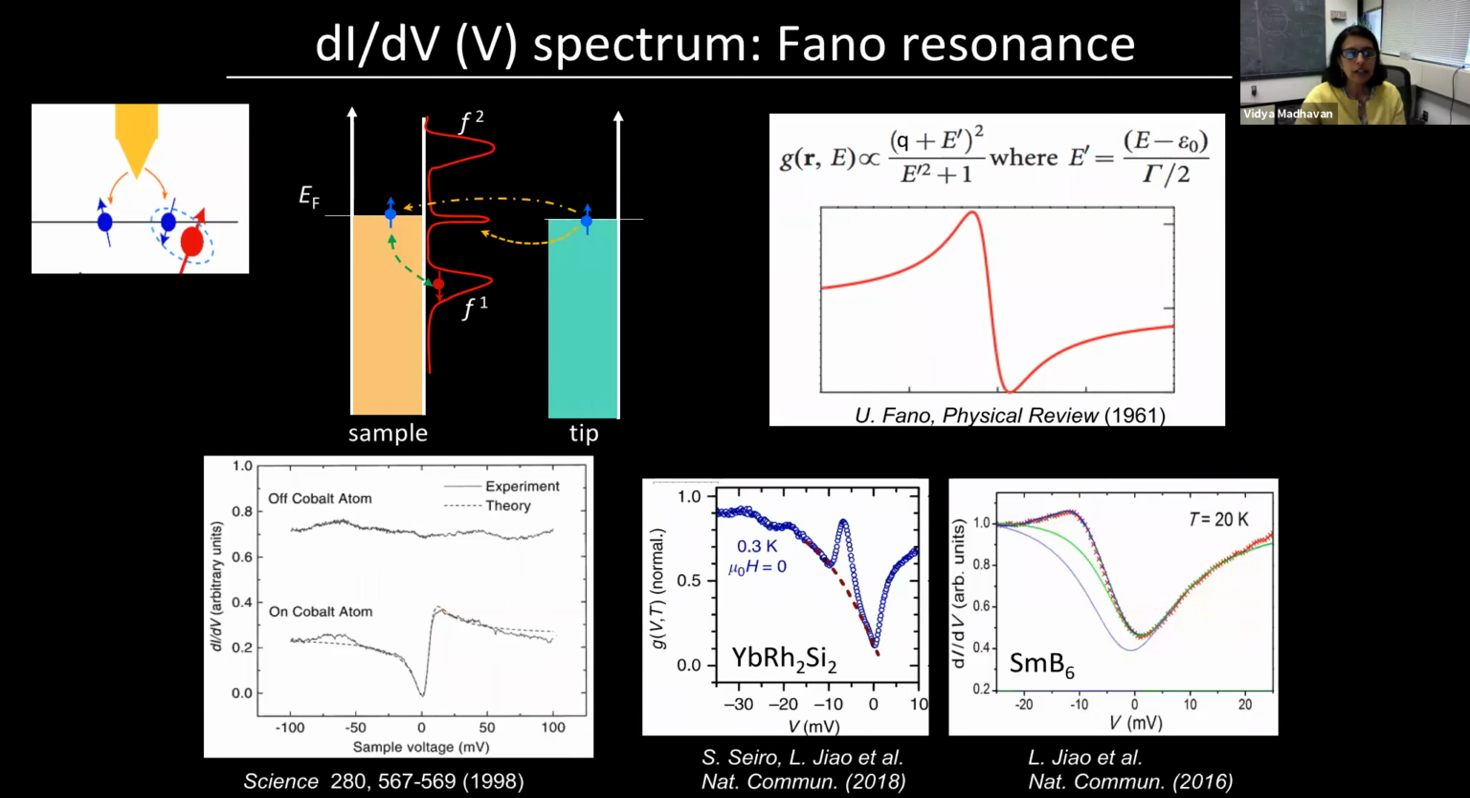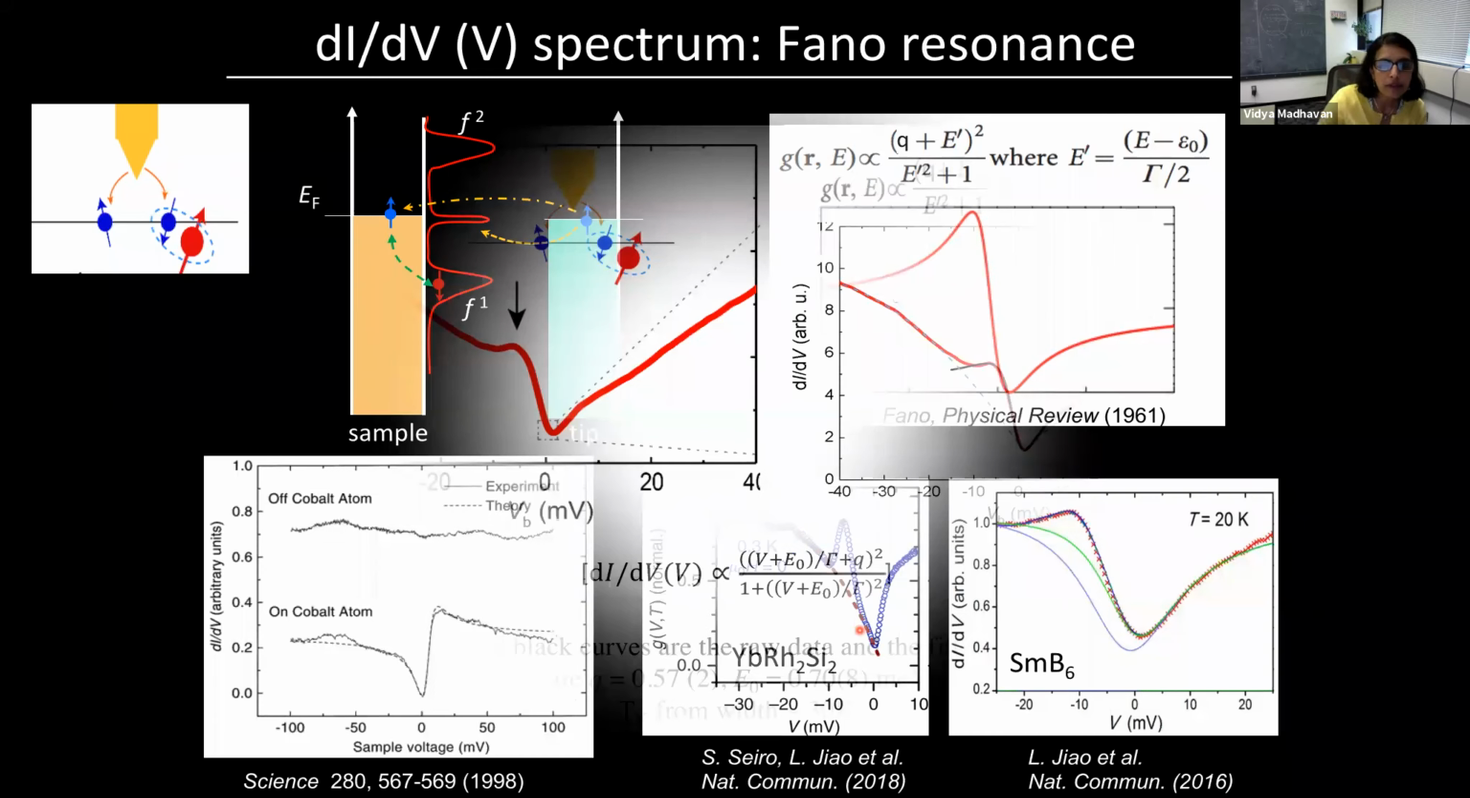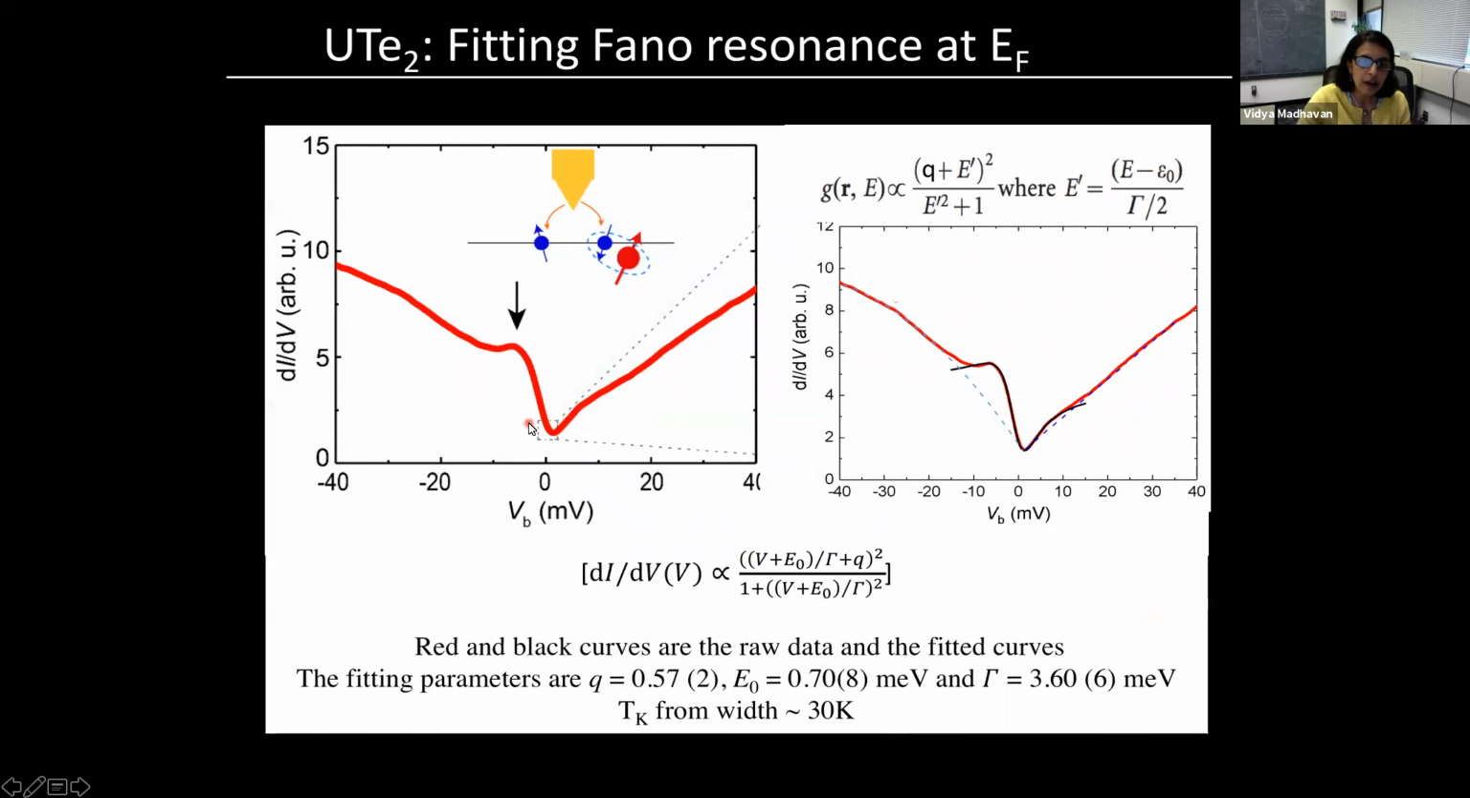Okay, so such line shapes have been seen in other heavy fermion systems as well. I just wanted to mention that. And so this is a Kondo resonance, or the heavy band at the Fermi energy. That's what this is. And we can fit this quite simply using the Fano formula. From this, you get the Kondo coherence temperature to be about 30 Kelvin. You get a width of this band of a few millivolts, like around 4 millivolts, right?